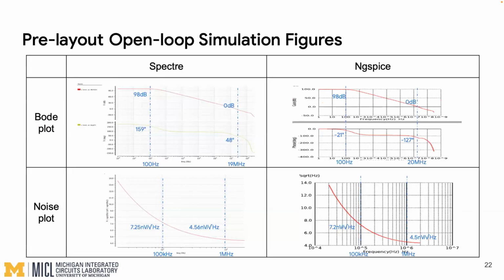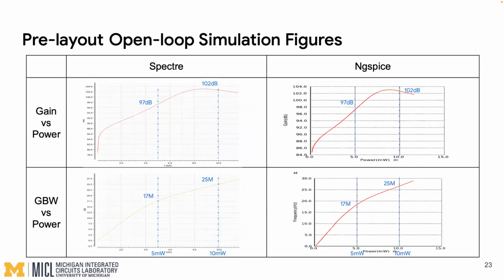Yeah, and these are the figures for the Opamp. I put the Bode plot and noise plot here versus frequency, and this is the gain versus power and bandwidth versus power. Just like I said, the functionality of our Opamp is basically a gain, bandwidth, noise, and power trade-off, which means you can operate the Opamp under different power and get different gain.